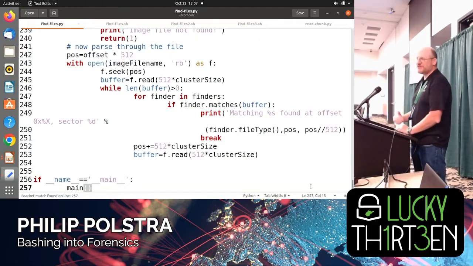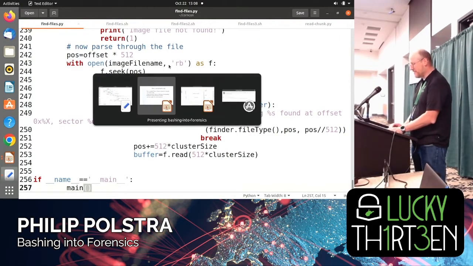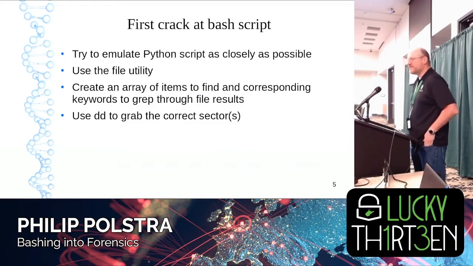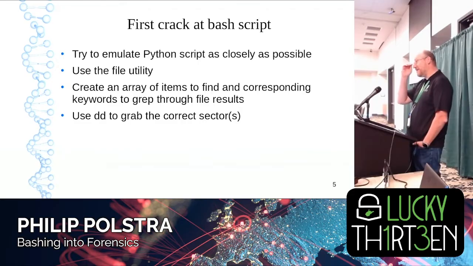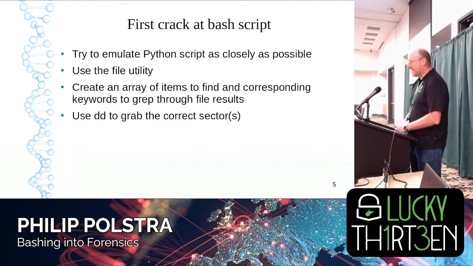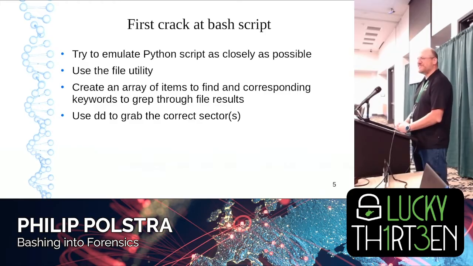So that was the original Python script. So if I go back here to my presentation, you can see my first crack at this was trying to emulate this pretty closely. Going to use the file utility instead of the magic library. I'm going to create an array of items to find and the corresponding keywords that I grep through. And I'm going to use DD in order to grab the correct sectors.